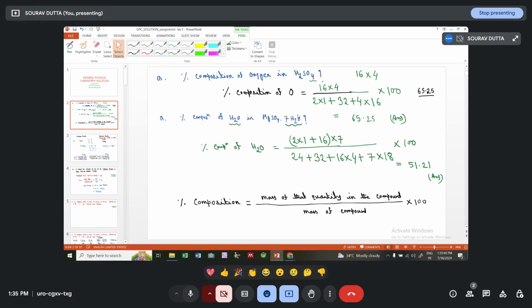So basically molecular weight of H2O is 18. There are 7 H2O molecules, so into 7 divided by total mass of the compound. Magnesium 24, sulfur 32, there are 4 oxygen atoms, so 16 into 4, and 7 H2O, that is 7 into 18, into 100. So your answer will be 51.25. That's how we can calculate percentage composition of an atom or molecule in a particular compound.